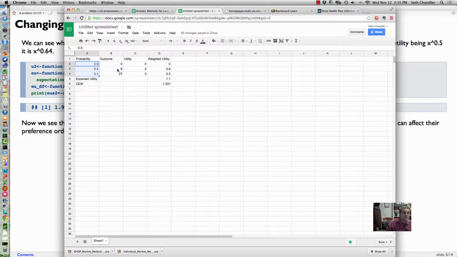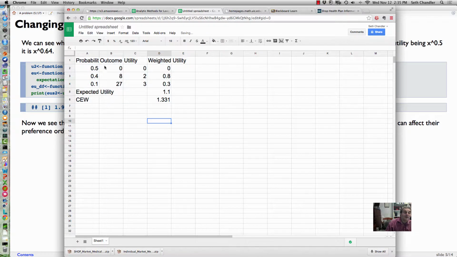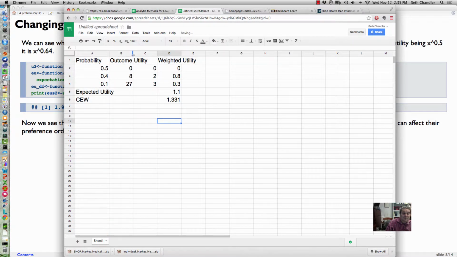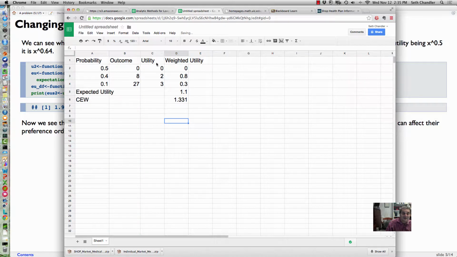Can you all see this, or is it too small? I'll make it bigger. Okay. I've written down the outcomes in column B. In column C, hopefully you can see I'm just using a formula where I'm taking the cube root, and that just gets dragged down to here, and I picked numbers that I knew had easy cube roots. Our weighted utility is the product of the probability times the utility, C2 times A2, and that drags down.